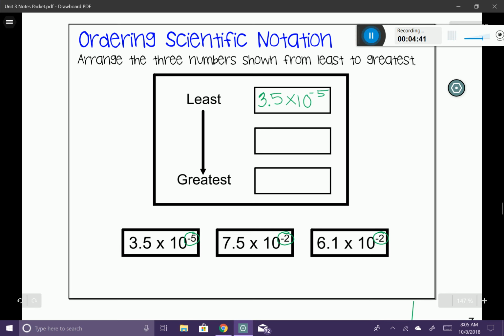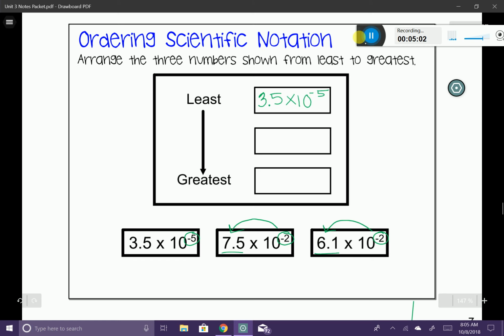Now, between the other two numbers, I really need to think about this because I have my exponents that are identical. This is when I need to go ahead and look at my base number for both of these. Because for both of these numbers, I'm going to be moving it 2 spaces to the left, but I want to know which one is smaller. This is when you have to ask yourself which base is smaller.